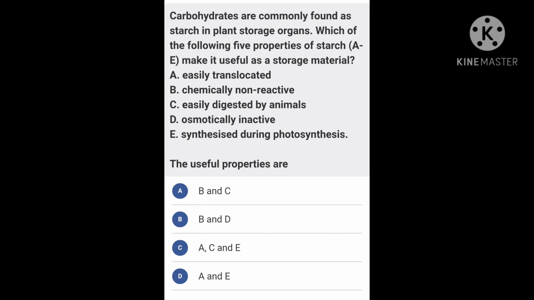Carbohydrates are commonly found as starch in plant storage organs. It is a chemically non-reactive and osmotically inactive polysaccharide of much greater molecular weight. Carbohydrate performs a vital role in living organisms. Starch and other polysaccharides serve as energy storage in plants, particularly in seeds, tubers, etc., which provide a major energy source for animals, including humans. So the right answer is B, that is B and D are the useful properties.